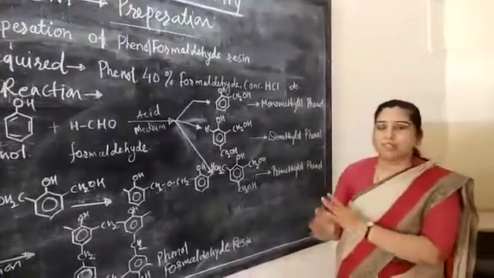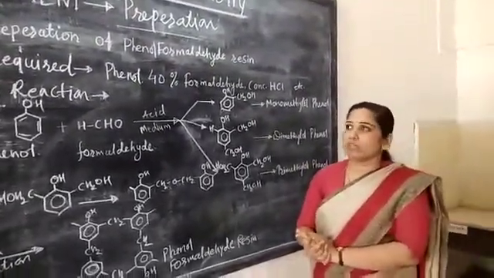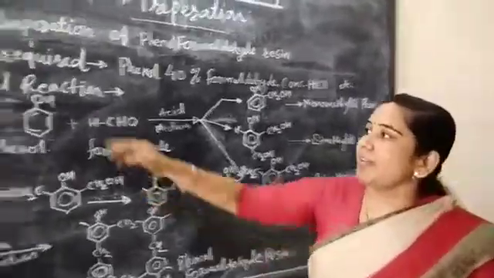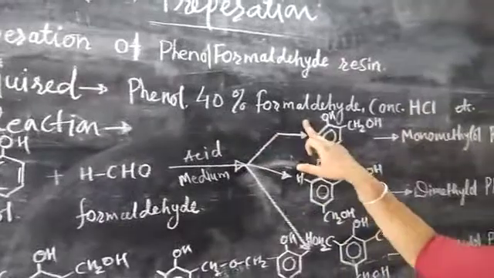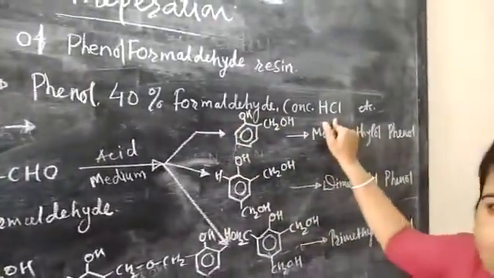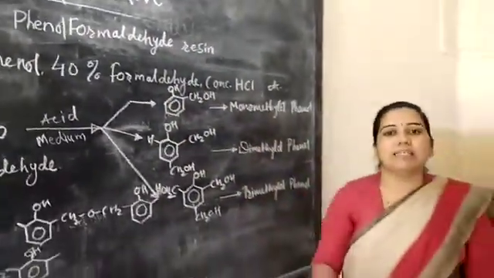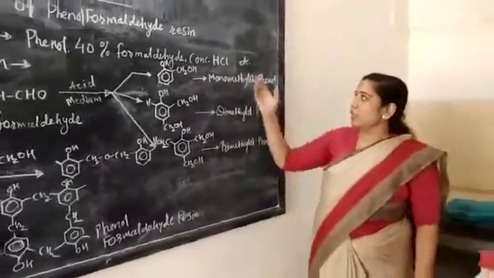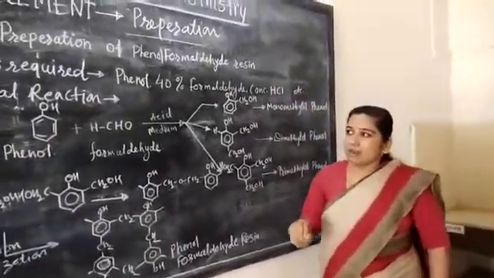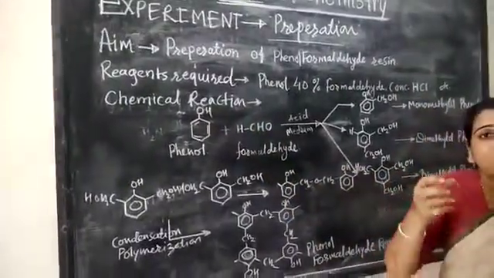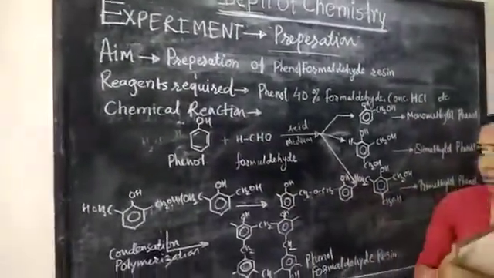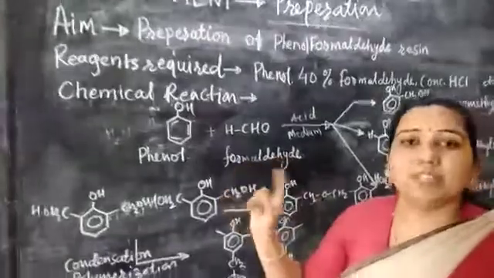First of all, we will see the reaction or theoretical part. In this, we will require the reagents phenol, 40% formaldehyde, and concentrated hydrochloric acid. With that, glacial acetic acid will be required. That's why it is written etc. Now, after that, the chemical reaction. First of all, how that reaction occurs should be understood. So for that, we are dealing with this reaction.